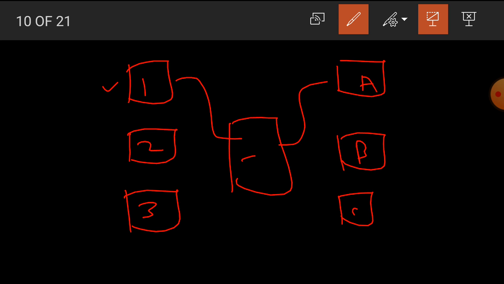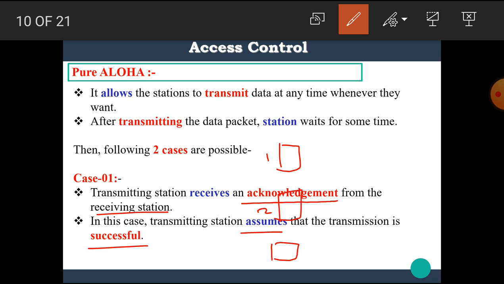After A transmits the data packet, it waits for some time. Then if A transmits the acknowledgement to 1 that the data is received successfully, then 1 considers that the transmission is successful. I hope you all understand this concept.